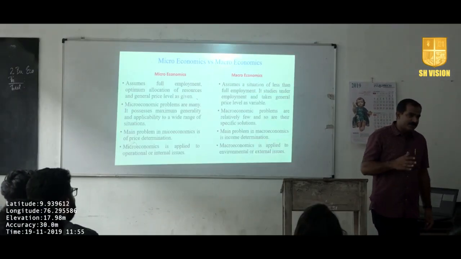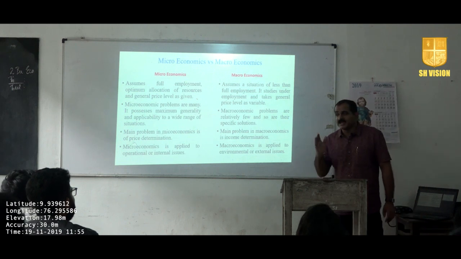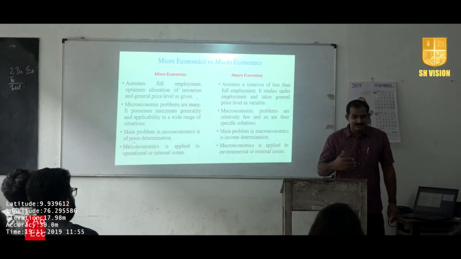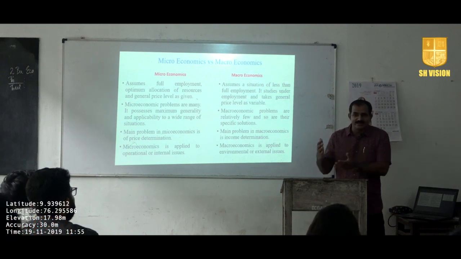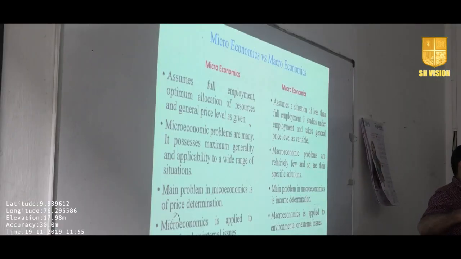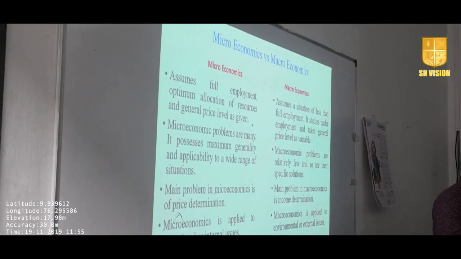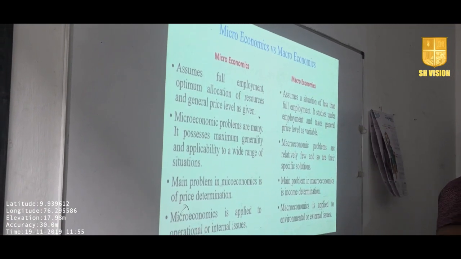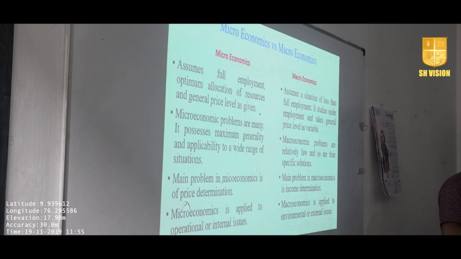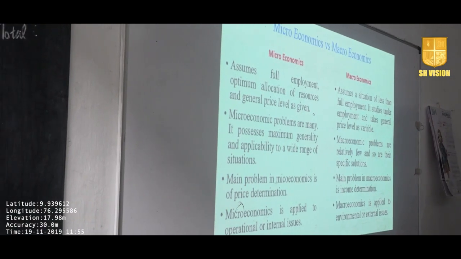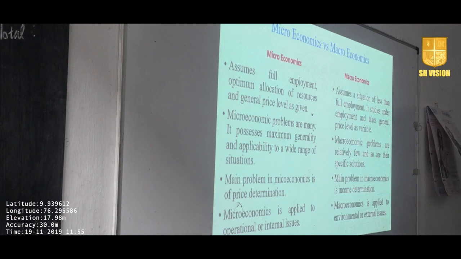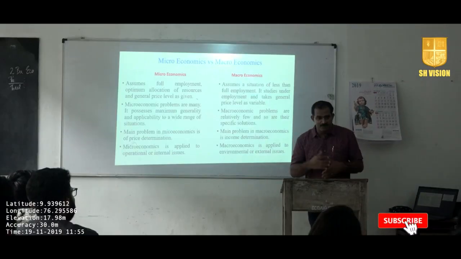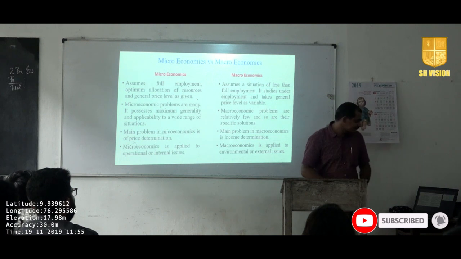Now the next one: the main problem in microeconomics is price determination. And when it comes to macroeconomics, what's the main problem? Income determination. Because aggregate income, per capita income, national income, these are all aggregates, and income determination is the headache of macroeconomic analysis. And in microeconomics, price determination. Now another one: microeconomics is applied to operational or internal issues, and macroeconomics is applied to external or environmental issues.